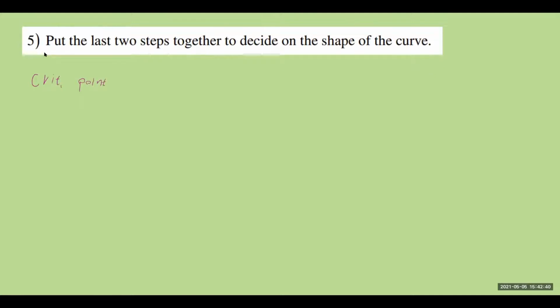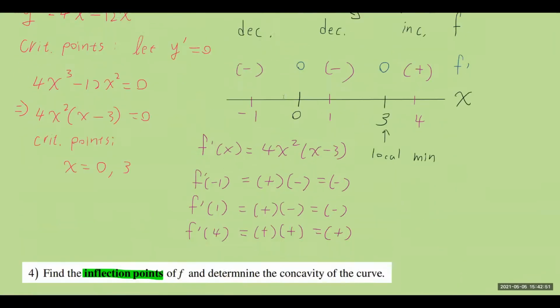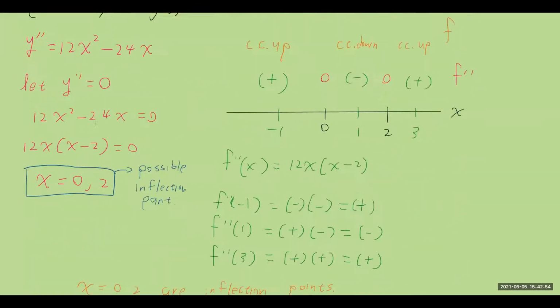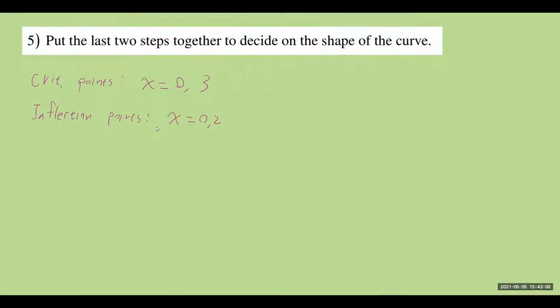Critical points, we have x is equal to 0 and 3. All right, let me double check. Yeah, 0 and 3 are our critical points. And our points of inflection are x equal to 0 and 2, right? And here we're going to put both f prime and f double prime on the same axis, right? So we have 0, 2, and 3.